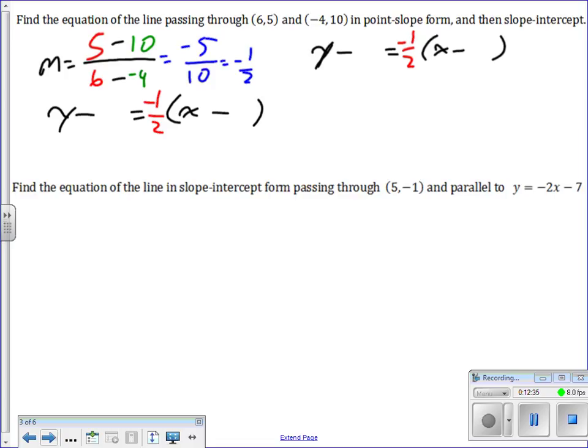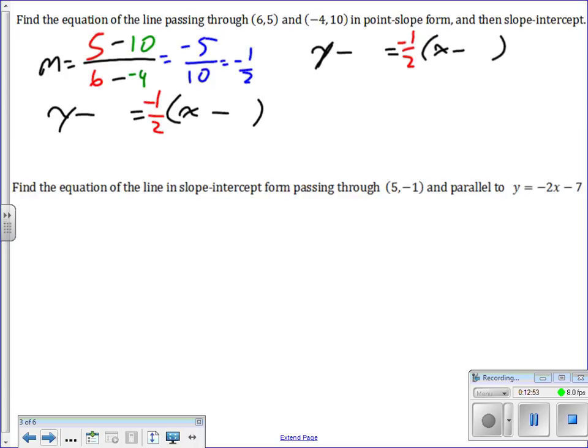Now, I can put in either one. And on your test, you don't have to give me both answers. I will have both equations on the answer key, but I will not require you to give me both of the equations. But you should understand that there are two possibilities.